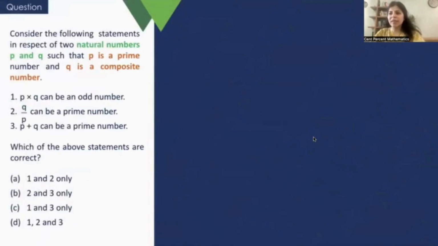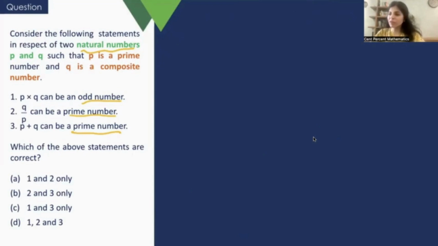You have the following statements in respect of the two natural numbers, P and Q, such that P is a prime number and Q is a composite number. So these are the three statements before you. P into Q can be an odd number. Q by P can be a prime number. And P plus Q can be a prime number again. Now, which of the above statements are correct? So these are the four options before you: 1 and 2, or 2 and 3, or 1 and 3, and it could be 1, 2, and 3. All three statements are correct.